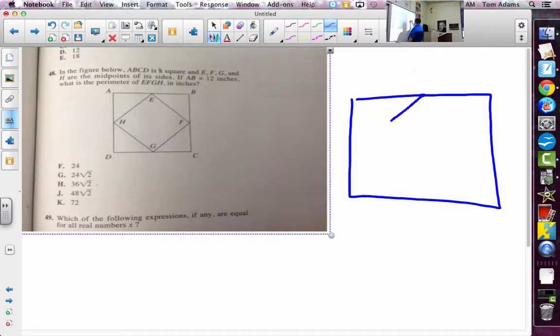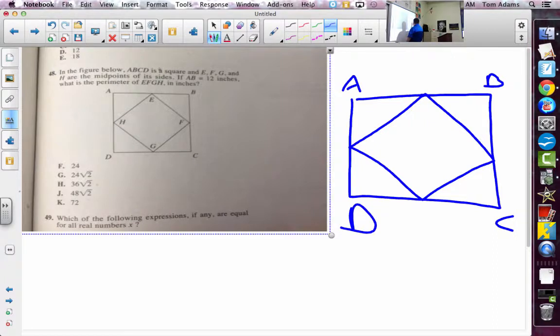So here's the midpoint, this midpoint, this midpoint, and this midpoint, and we have A, B, C, and D. Let me make that B a little more prominent. And then E, F, G, and H are the midpoints, and AB is 12 inches. What is the perimeter of EFGH?